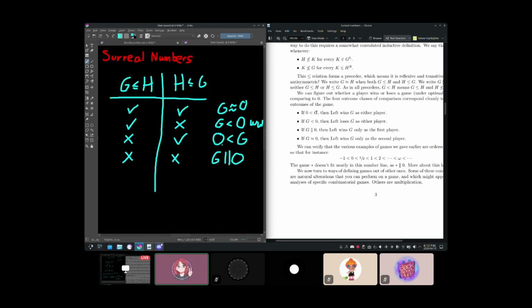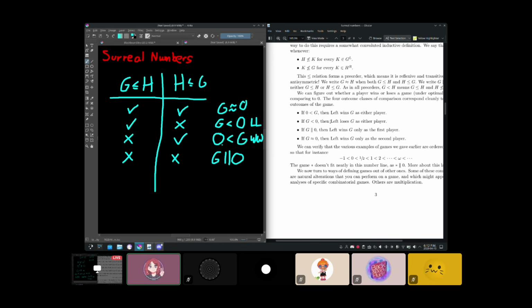If 0 is less than G... Oh, no, wait, sorry. The other way around. If G is less than 0, then left always loses. If G is greater than 0, then left always wins. If G is order equivalent to 0, then left wins only as the second player. So we can write that down as lose for the first player, win for the second player. And if G is incomparable to 0, then left wins only as the first player, which we can write down as a win for the first player, a loss for the second player.